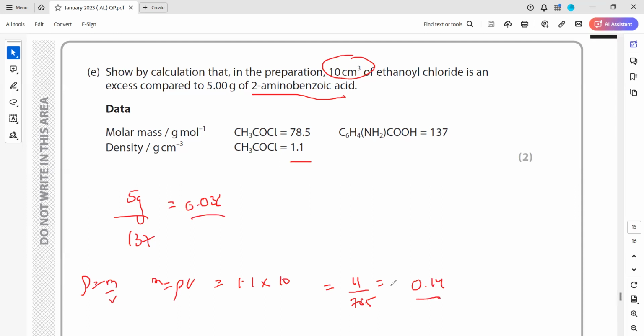So the ratio between them is 1:1 according to the equation. But here for 2-aminobenzoic acid, it's only 0.036 compared to the ethanoyl chloride. So which shows ethanoyl chloride is in excess, like more than what we need.